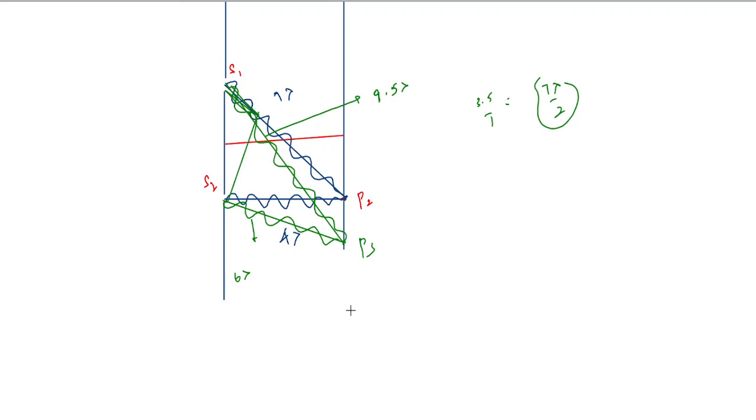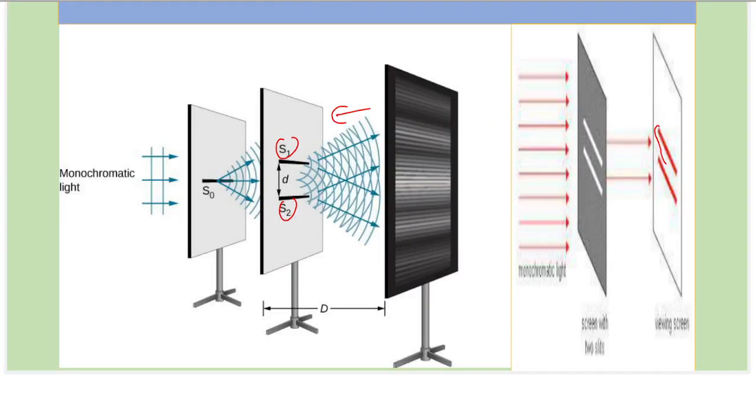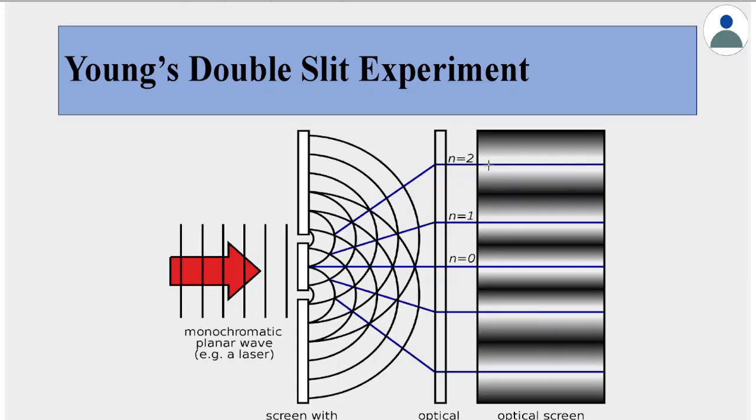So whether a given point would be a bright spot or a dark spot, a bright band or a dark band, depends on the extra distance traveled. That's called the path length or the path difference. Based on that, we may get constructive or destructive interference. As given here, these are constructive spots. Or you can see here also, we get bright and then dark.